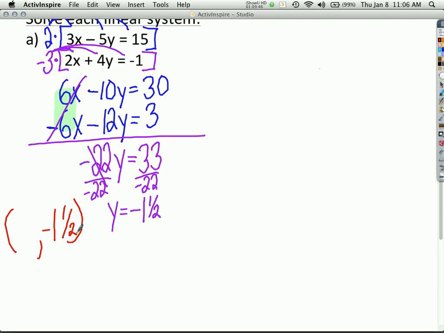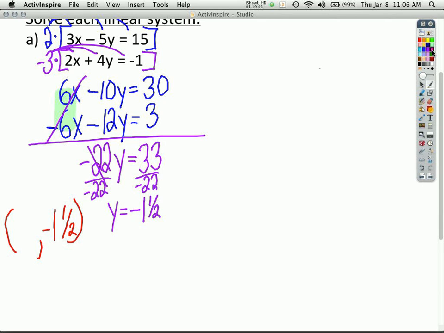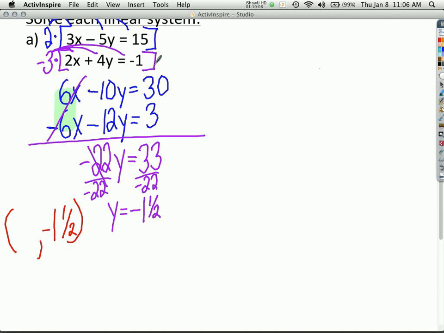So take this number and plug it in somewhere. Doesn't really matter where. You have 4 different equations to choose from. You can plug it in here, here, here, or here. Doesn't matter. You will get the same answer no matter what. It looks like the second equation, this one right here, might be the easiest. I'm not sure though. Let's give it a shot. 2x plus 4 times negative 1.5 equals negative 1. Solve that.